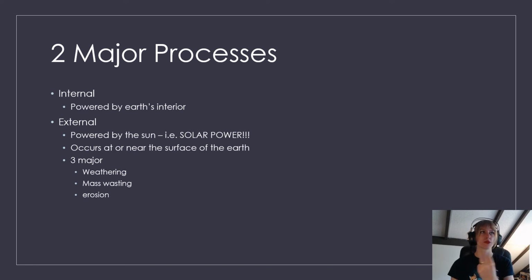So there are three major processes attributed to externals. Weathering, which we know as the decomposition of rock; mass wasting, or the transfer of rock and soil downslope under the influence of gravity, such as slump; and then there's erosion, which is the physical removal of material by a mobile agent, whether it be water or wind, which is basically making sediments, which forms sedimentary rocks.